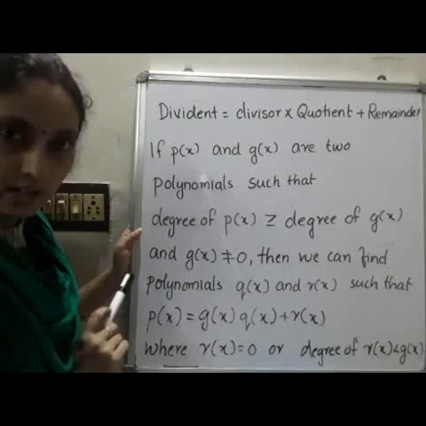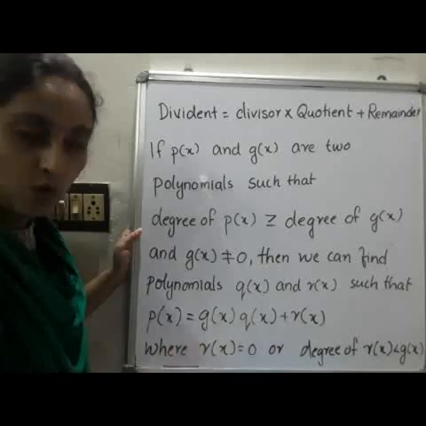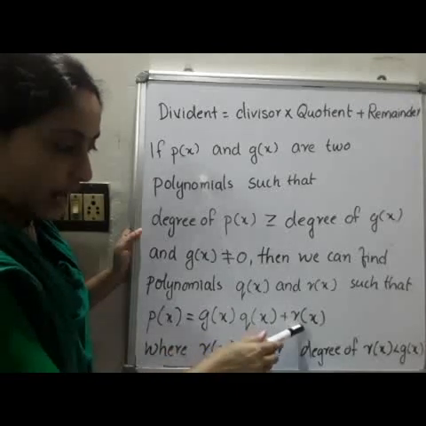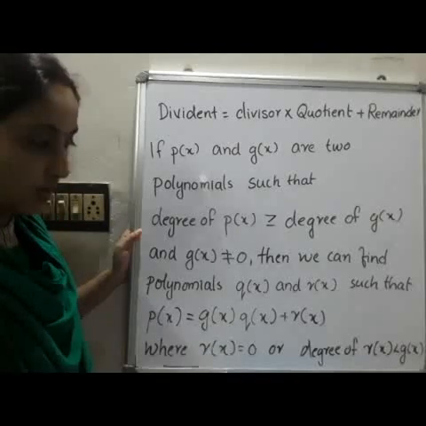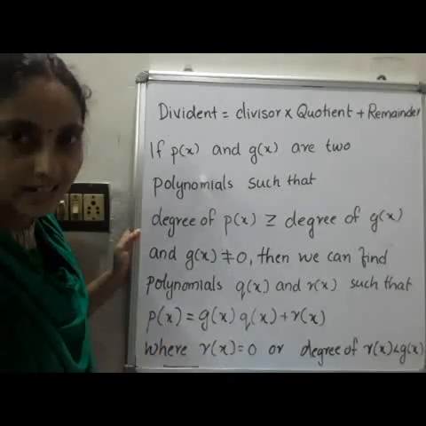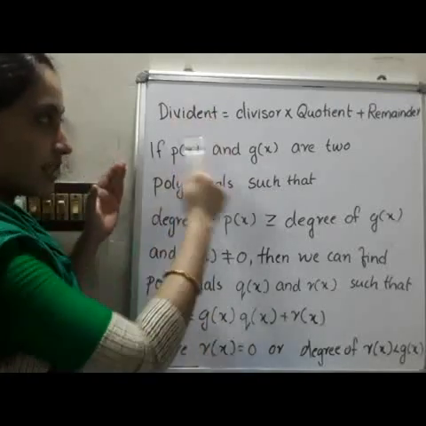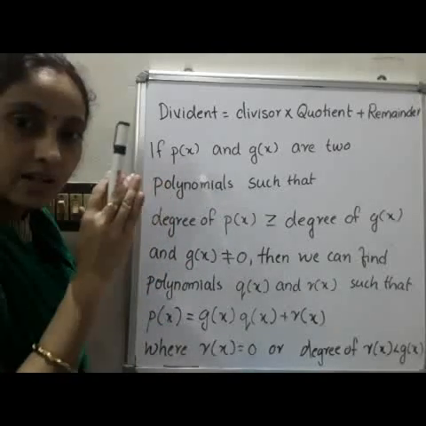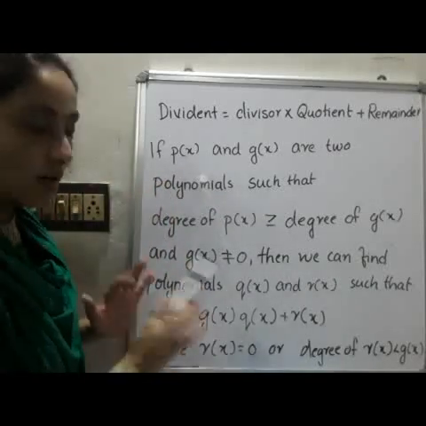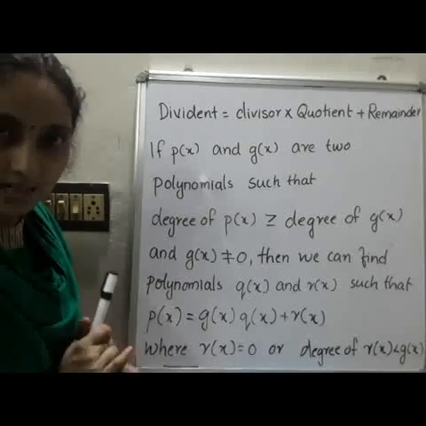And p of x is the dividend polynomial. g of x is the divisor polynomial. q of x is the quotient polynomial. And r of x is the remainder polynomial. Okay, remainder polynomial, that may be constant or zero polynomial, according to the question. So just convert the calculation or the division we have done in numbers, and apply that in polynomials also. That's all. p of x means what? A polynomial in x. That's all.